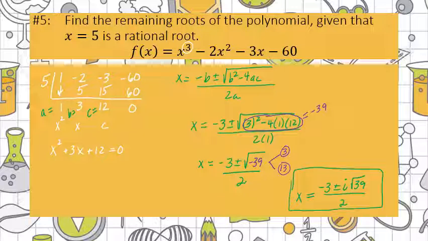Now remember that this represents two answers because I have a plus and a minus. So those are two of my answers, plus the third solution that I was given at the beginning, x equals 5. So those are my three answers, the three solutions to this function. And if you look at my highest exponent up here that I have circled in white, it was also a 3. So it's also a good way to double check that you have the correct number of answers.